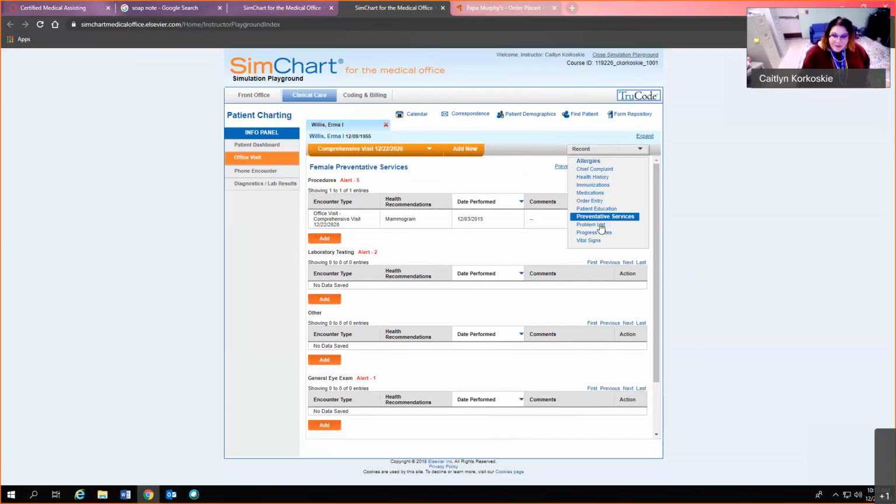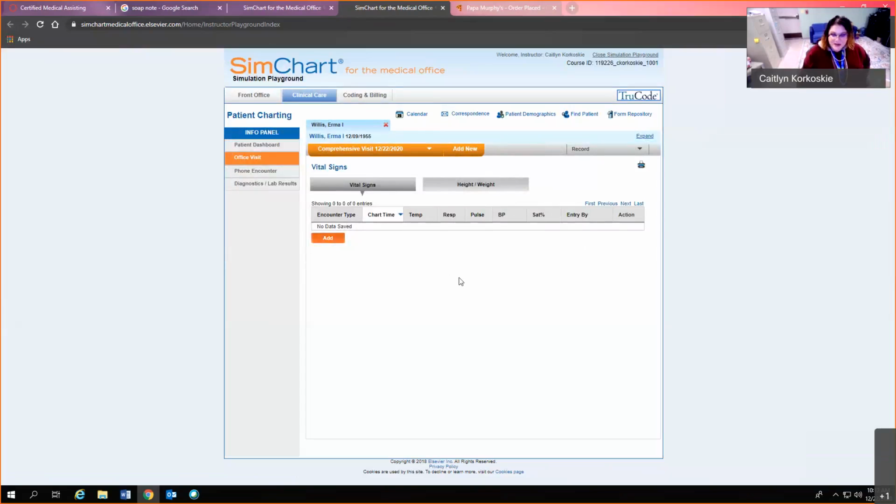And problem list, that's what the doctor is going to put in. Problem list is basically the diagnoses that the patient has in their chart. And then, of course, we would put vital signs in. Once we take their vital signs, we're going to put that information in as well: height, weight, temperature, pulse, respirations, all of that kind of stuff, into that section.